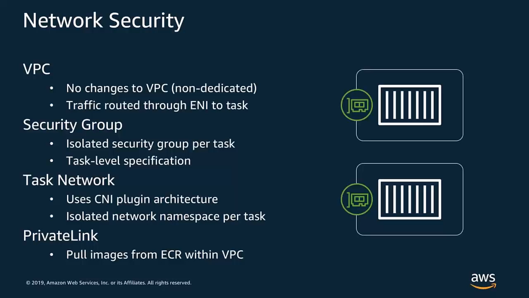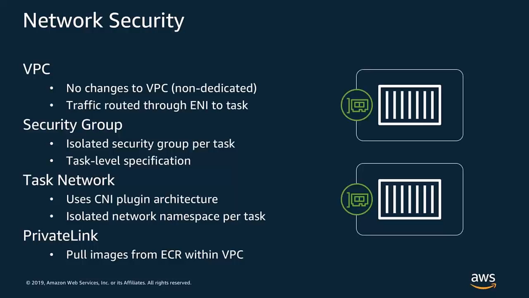This also means that you can give each task its own security group and specify isolated rules on what network traffic is allowed in or out to a particular container or task. The task networking uses the standard CNI plugin architecture, which is an open standard for creating container network interfaces, and also uses an isolated network namespace inside of the Docker host per task.